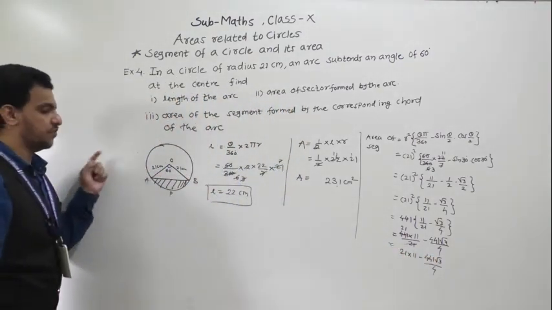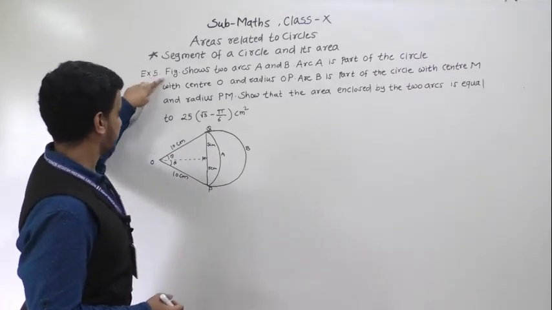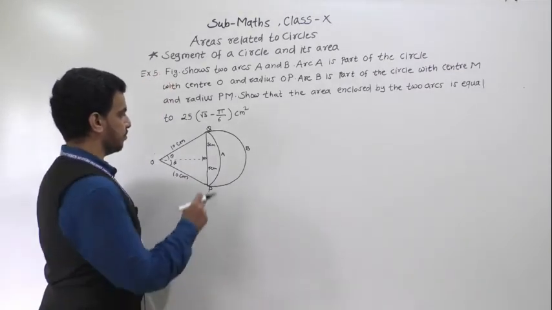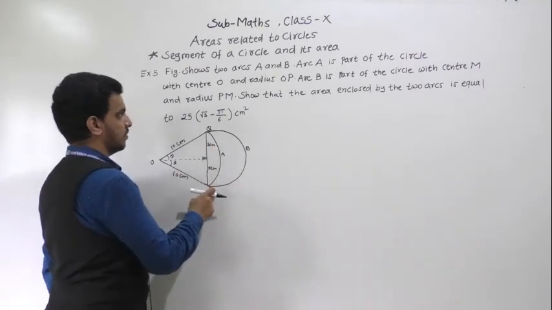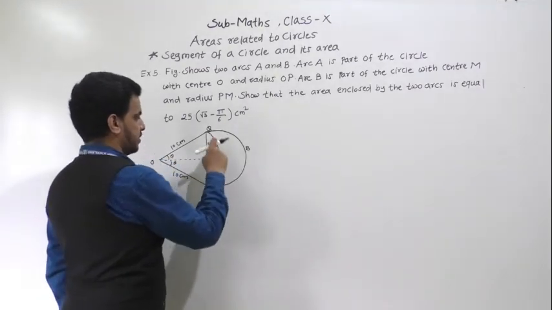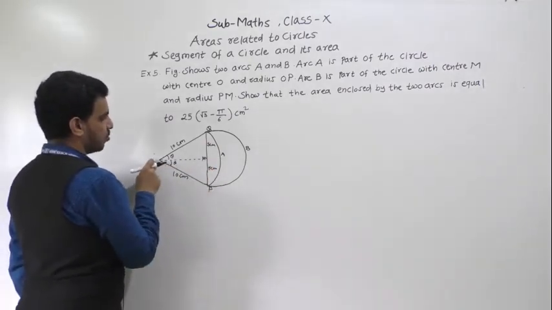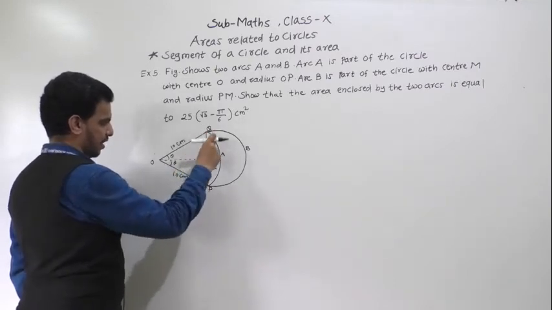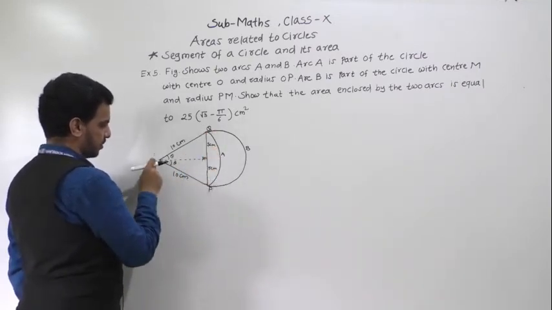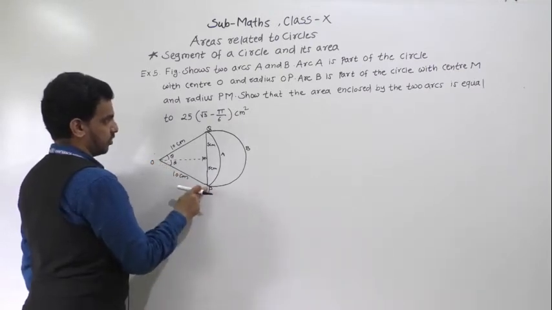Now we will take the fifth example. Next example is, figure shows two arcs A and B. So this is arc A and this is arc B. Arc A is a part of the circle with center O and radius OP, okay? So this arc A is a part of a circle with center O and radius OP, okay?